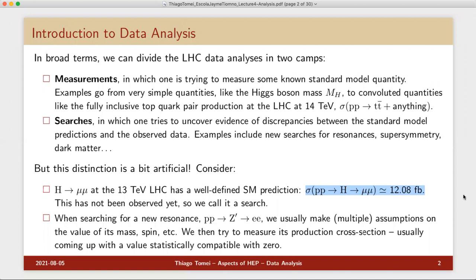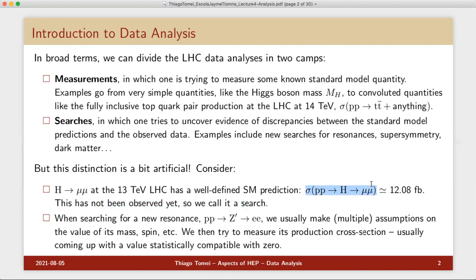Why is it so small? Because the Higgs boson couples to the mass of the particles, and the muon is not so much massive. So this has not been observed, so we call it a search. If we were casting this analysis in a measurement, or in a way to measure the sigma proton-proton to Higgs to muon-muon, we would come up to the conclusion that it's compatible with zero.